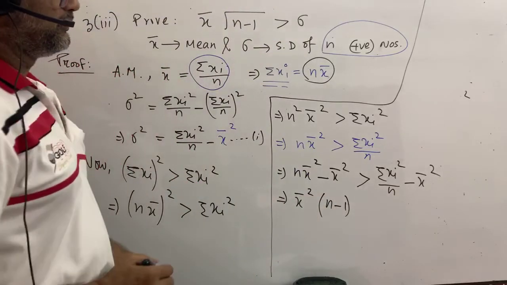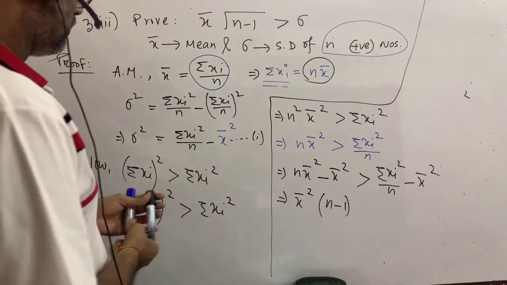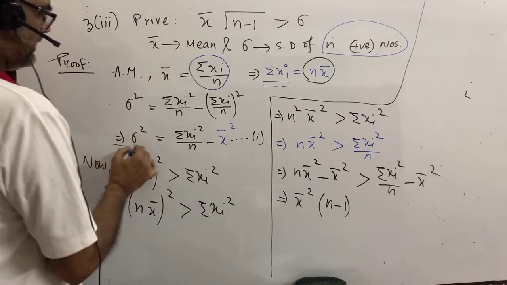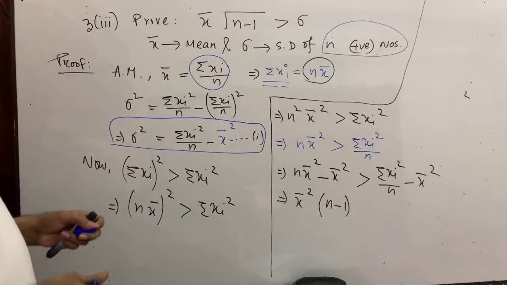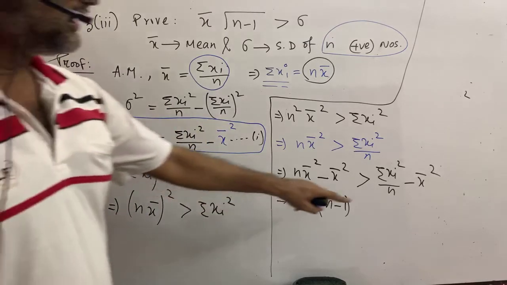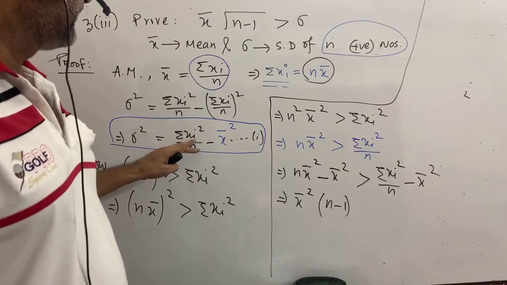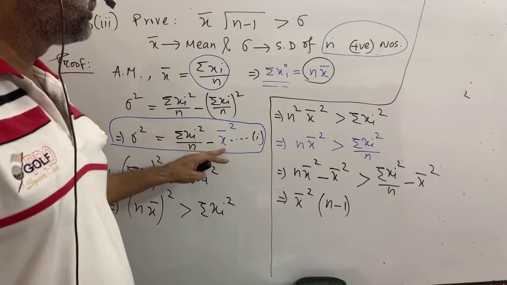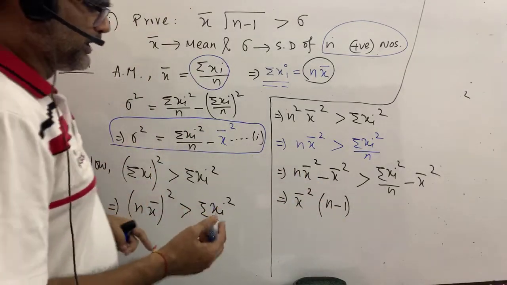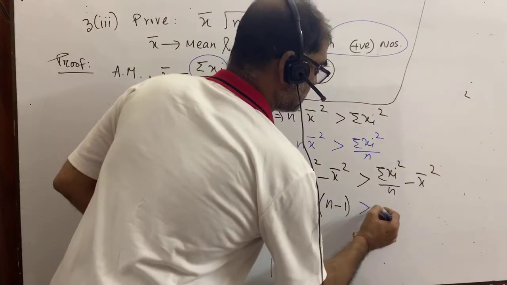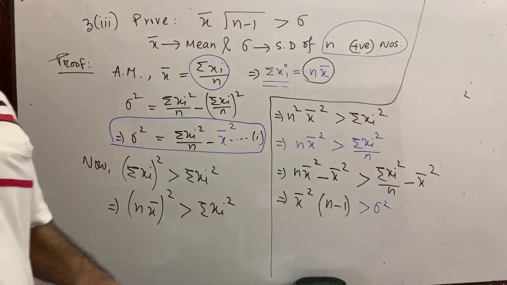Now you see, please go to equation 1. Have you seen here what is written? In equation 1, the right hand side here and there are the same: summation xi square by n minus x bar square. Have you seen? And it's equal to sigma square. So we can write here greater than sigma square.